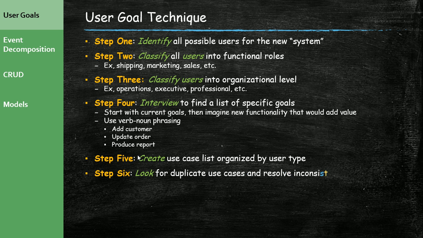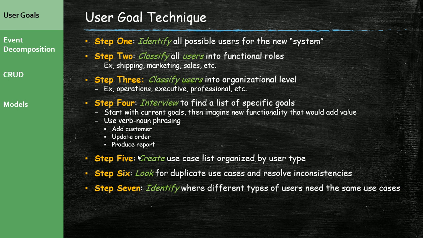Step number 6 is to look for duplicate use cases and resolve any inconsistencies. So maybe things that certain users can do that other users can also do that maybe you think they shouldn't be able to do, things like that, or maybe things that, if you've got two different people doing the same task or the same thing, but it's really identical, try to reduce those into one use case. We'll talk more about that later on.